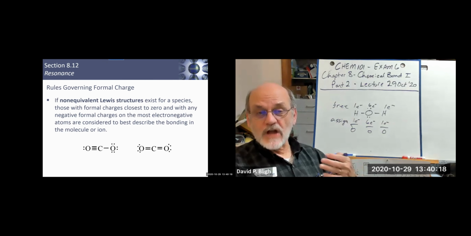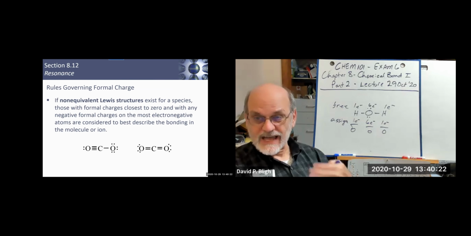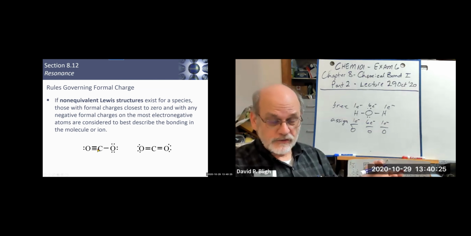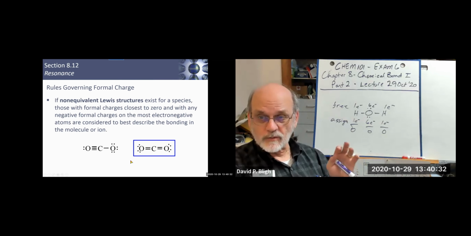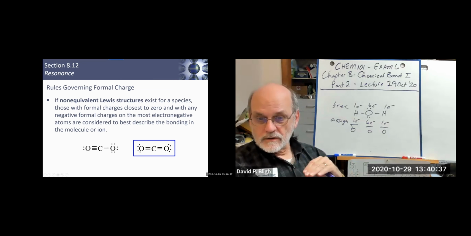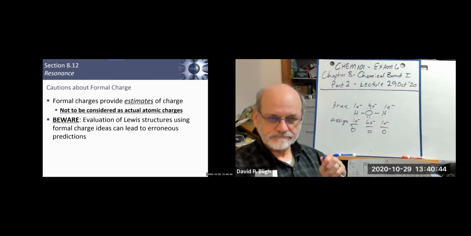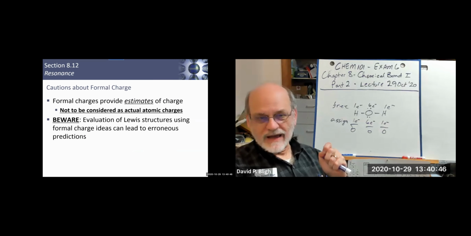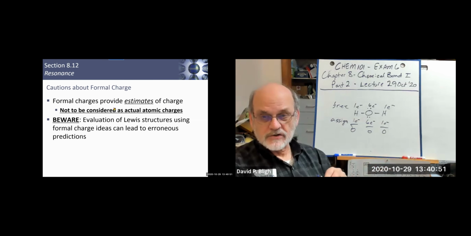And here's an example of non-equivalent Lewis structures, right? This is carbon dioxide that we understand it to be. This is a valid Lewis structure, but it's not the same as the other one. And if we do the formal charges, we find out that the formal charges are lower on average for this representation than for the other one. Just a reminder, formal charges are not real charges. They're just a bookkeeping method.